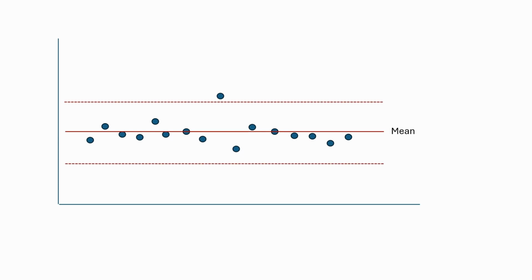Next, we add two more lines. These are our control limits. The upper control limit and the lower control limit define the range within which we expect to find our process to operate under normal conditions.